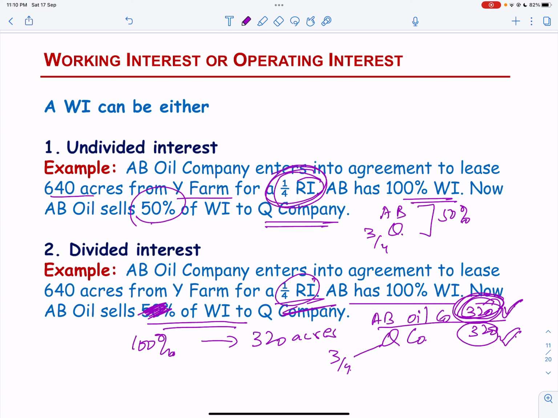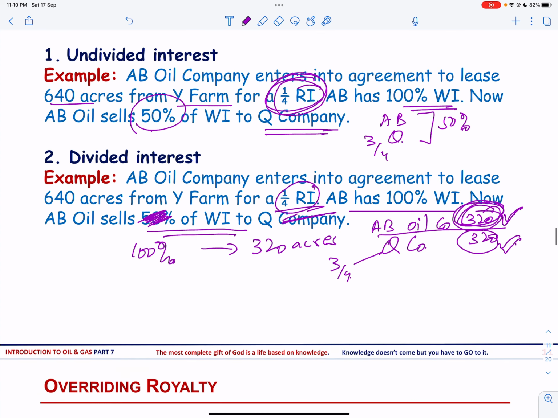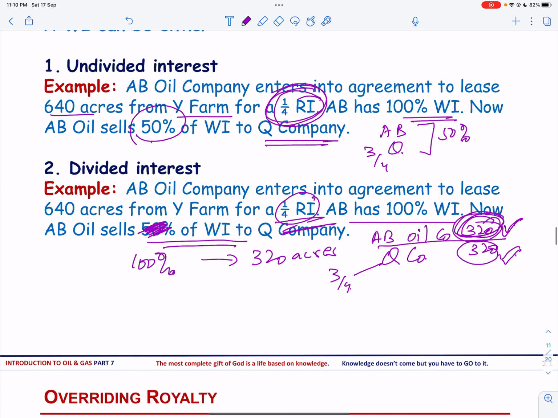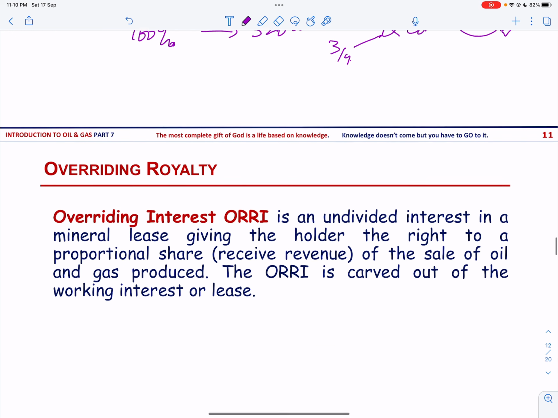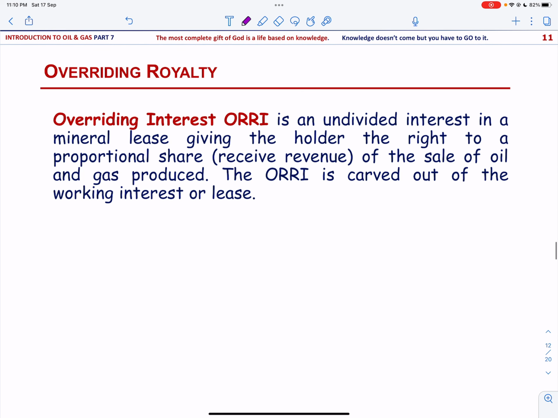So as of now, this is all about working interest, and now we are going to talk about royalty interest. There are three main types of royalty interest, although we will be talking about others as well. One is overriding royalty interest, non-participating royalty interest, and production payment interest. And we are going to start with overriding royalty interest.